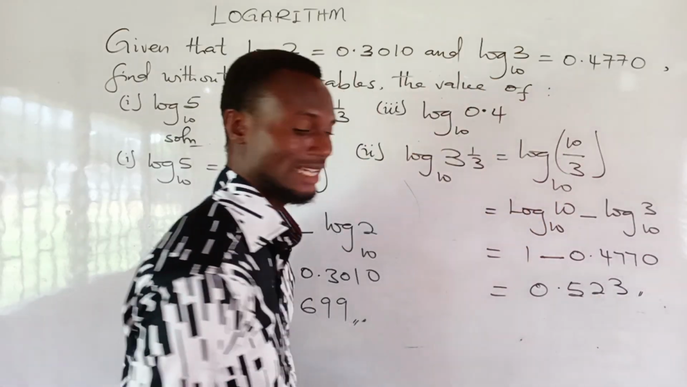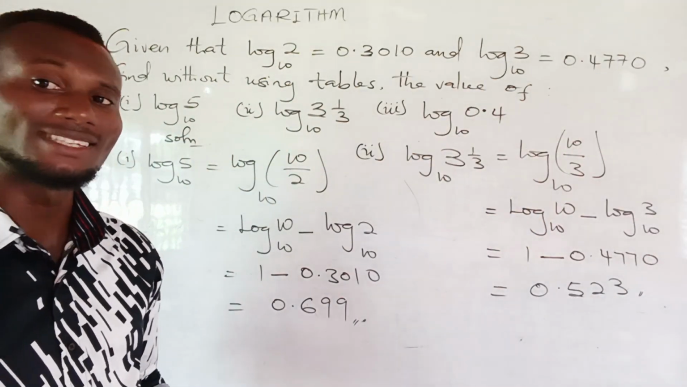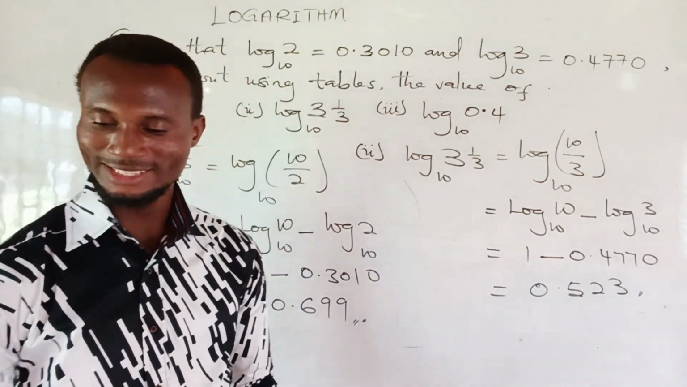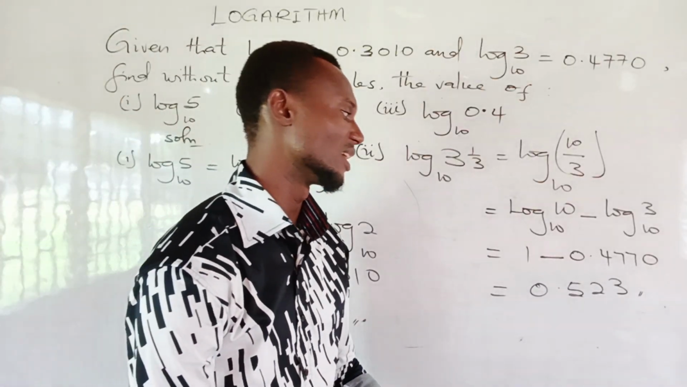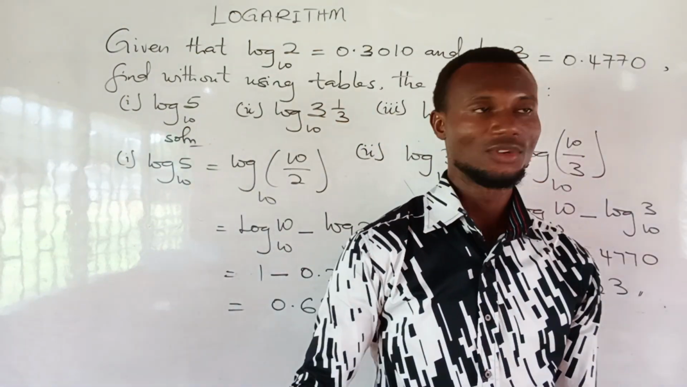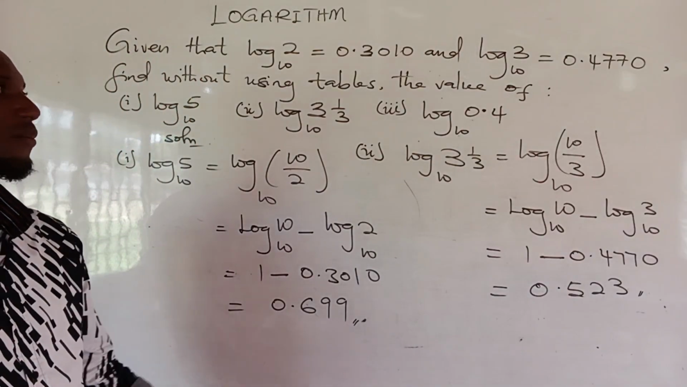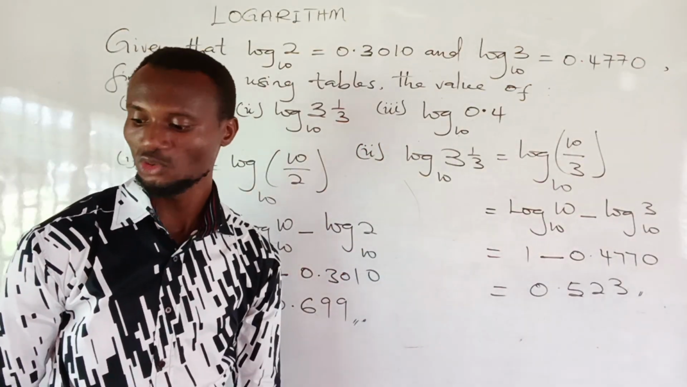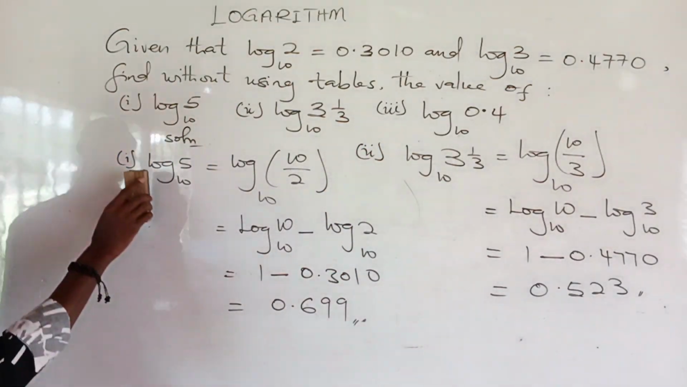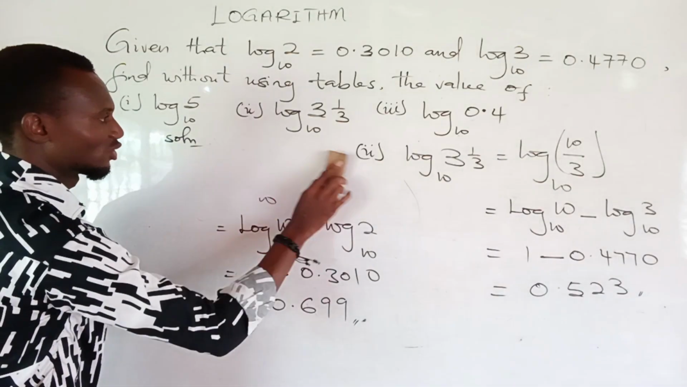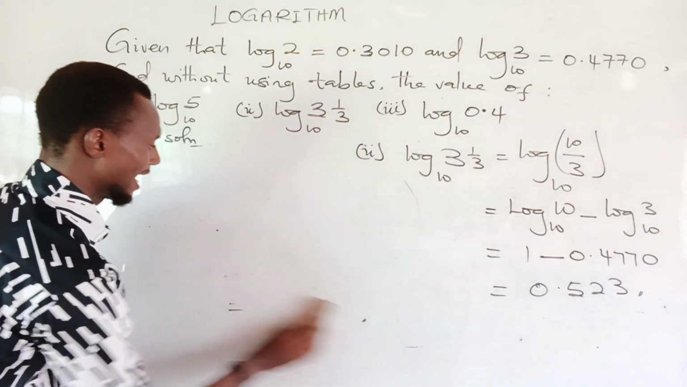0.523, and this is our final answer. I hope you understand and you agree with me up to this point. So now let's proceed and tackle the last one, which is the III. Okay, so let me clean this side so that we can have enough space to tackle the III.